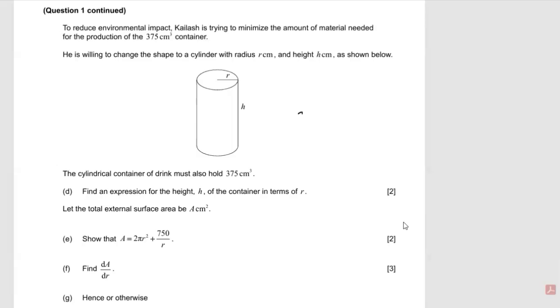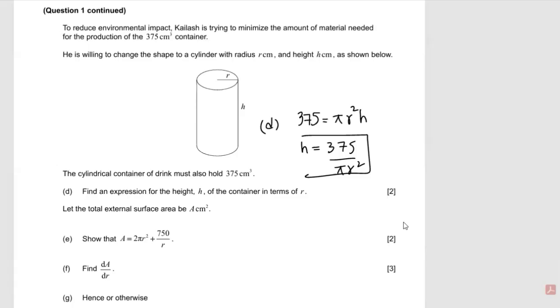So we know that the volume is given, and the cylinder's volume is also given in the formula booklet in case you have forgotten it, pi r squared h. So h is going to be 375 over pi r squared. So this is part D. Okay, we are done with this part.